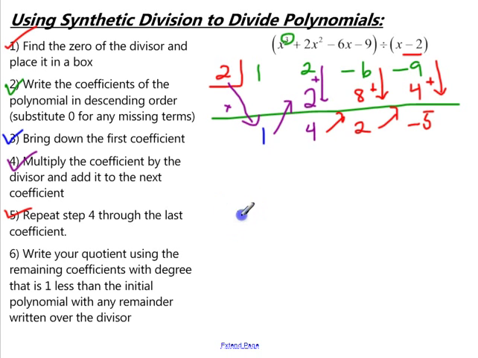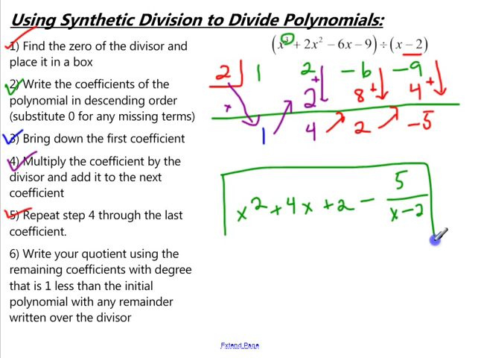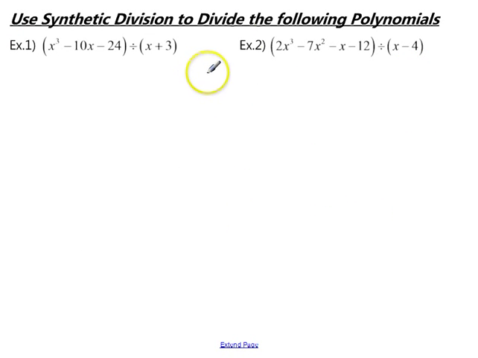So it's going to be 1x squared plus 4x plus 2, and then since negative 5 is our remainder, we're going to put minus 5, and you put that over the original divisor, which is x minus 2. So this is going to be our answer when you divide x cubed plus 2x squared minus 6x minus 9 by x minus 2. So let's go ahead and work out a couple more examples.